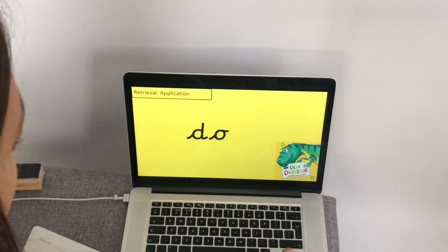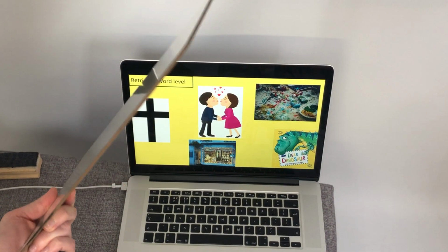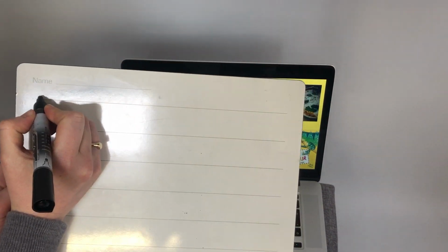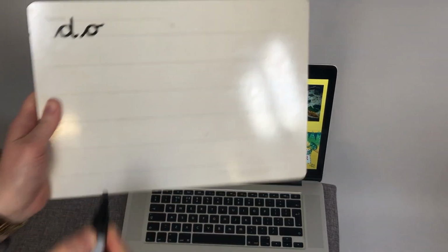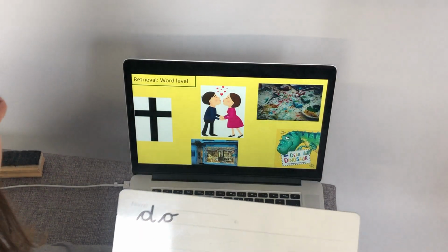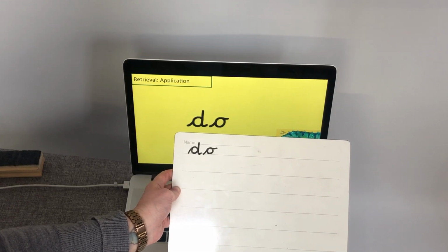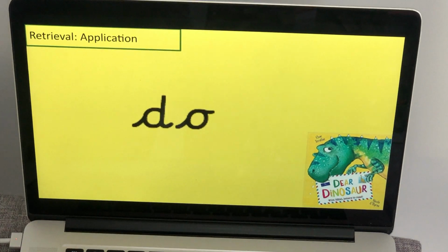Let's see if it's going to disappear. I don't know if this will. It won't. We'll have to go back to this one, so we can't cheat. The word do is spelt D-O, do. Let's see if I got it right. I did.